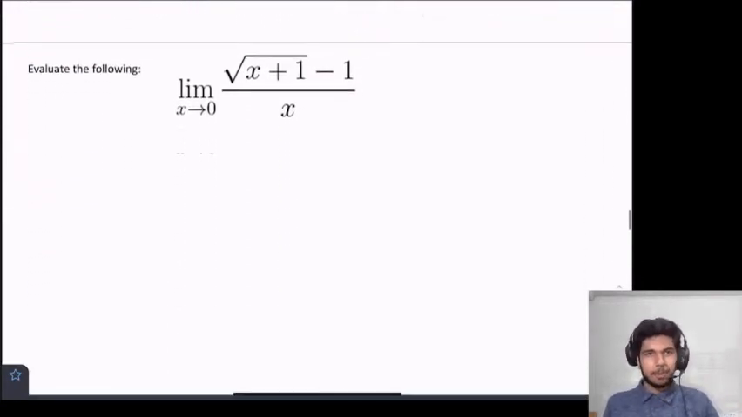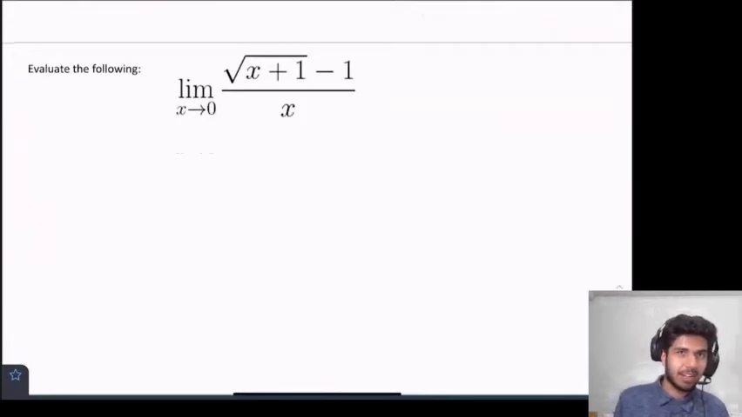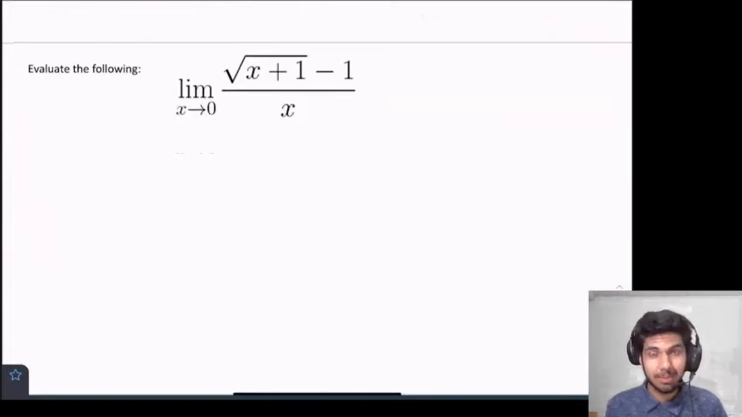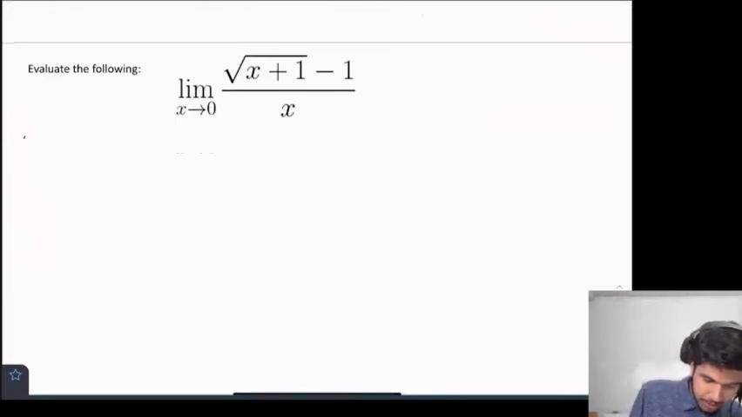Now we have this example. Limit as x approaches 0 of the square root of x plus 1, minus 1, all over x. And this one seems tricky. But limits aren't tricky when we can just directly substitute. So let's see what happens when we directly substitute. Let me just keep it clear.